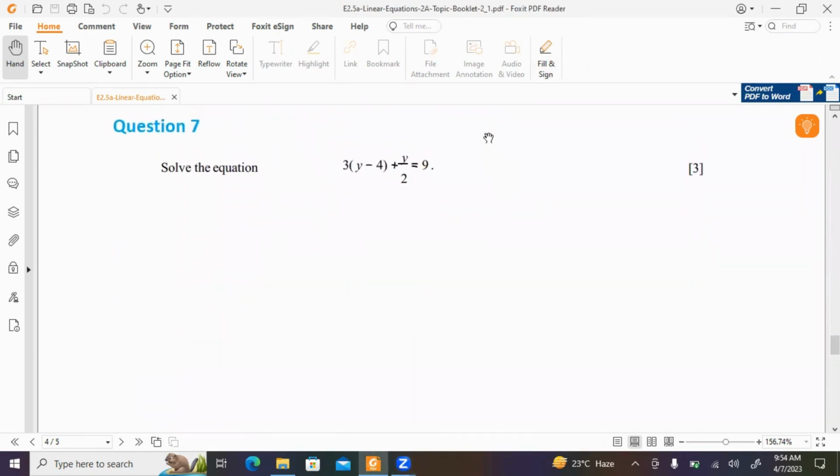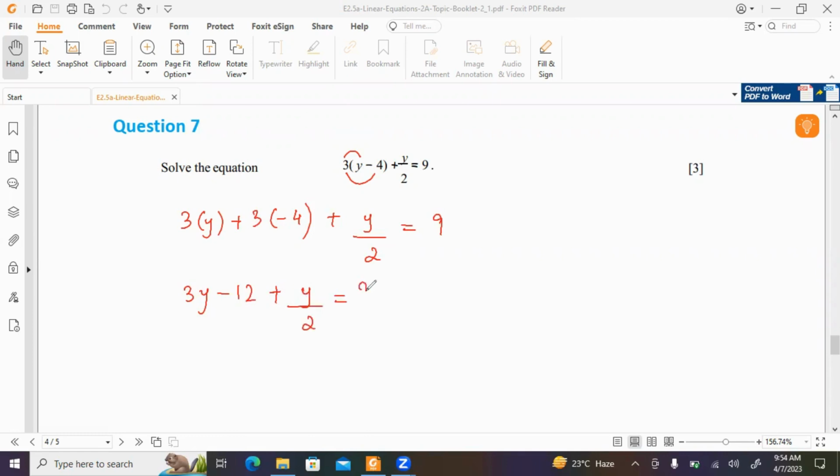Look at question number 7. In question 7, it says solve the equation. If you look at the question, we are incorporating 3 concepts over here: expanding brackets, solving algebraic fractions, and collecting like terms. We're going to begin with expanding brackets first. I'm going to multiply 3 with y and negative 4. So 3 times y plus 3 times negative 4, plus y over 2 equals 9. 3y minus 12 plus y over 2 equals 9.